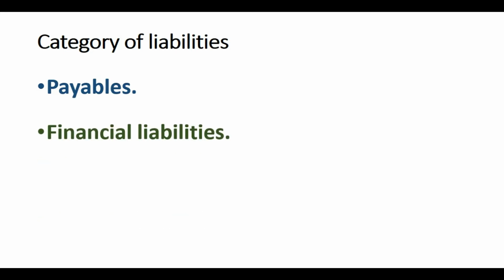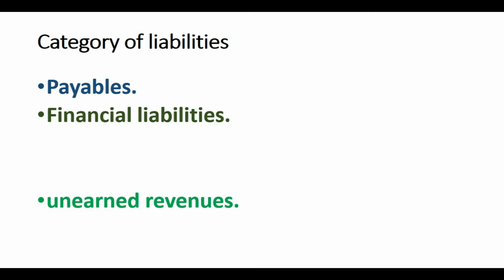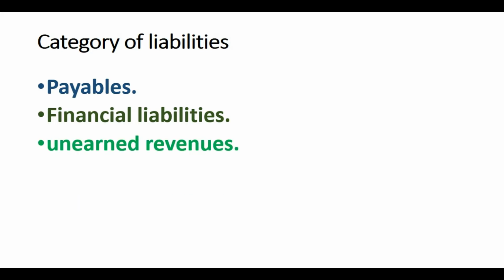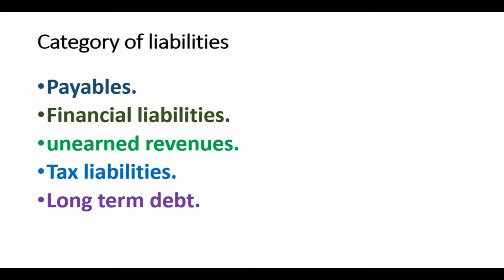In category of liabilities, we have payables instead of receivables, which covers both trade and income tax payables. Instead of financial assets, we have financial liabilities. Instead of prepayments, we have unearned revenues, which are paid by others to us in advance. And instead of tax assets, we have tax liabilities. Liabilities also includes long-term debt.